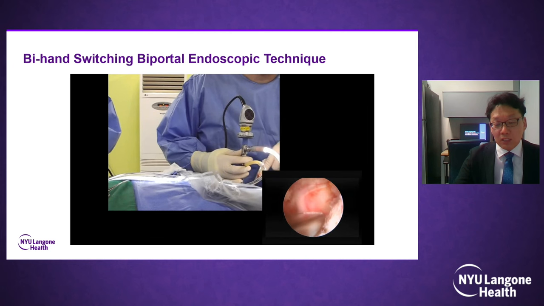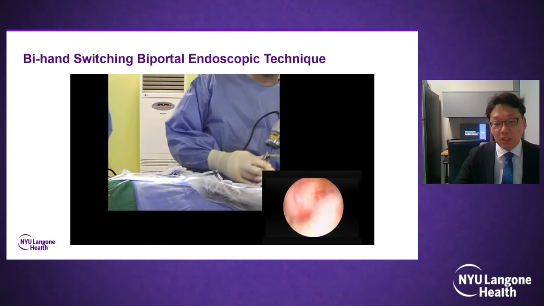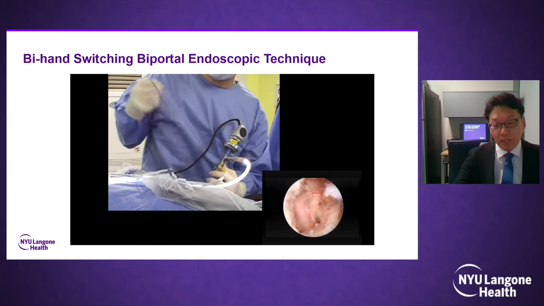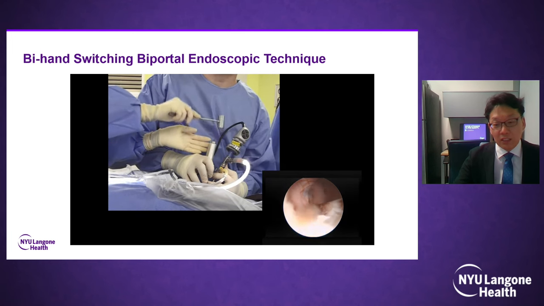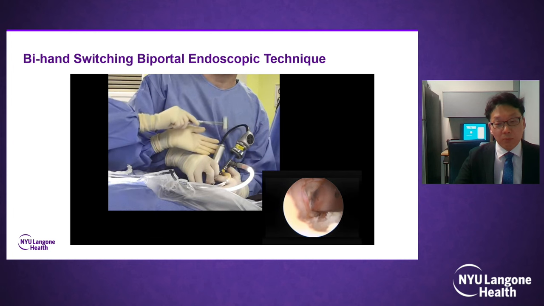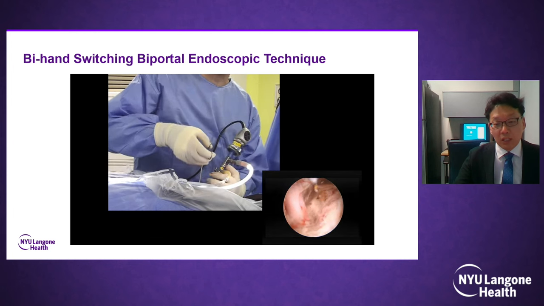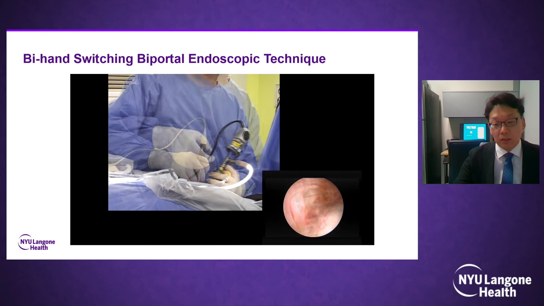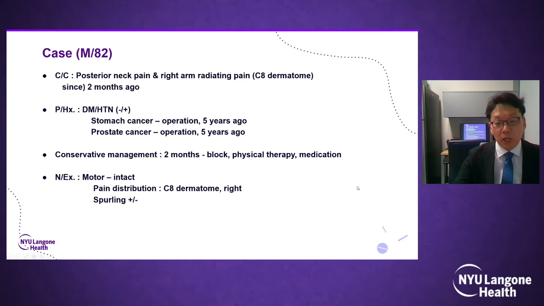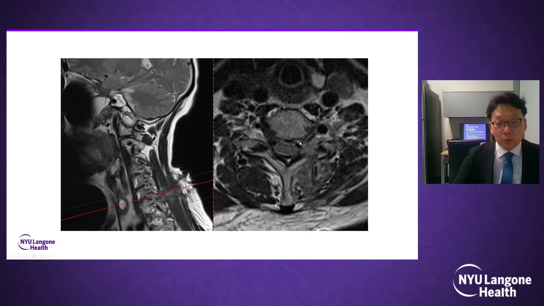So in a case like this, you can use an osteotome and hammering like this. With the use of an osteotome, you can remove the ventral pathology. After that, you can see the removed low signal intensity material on the ventral area.